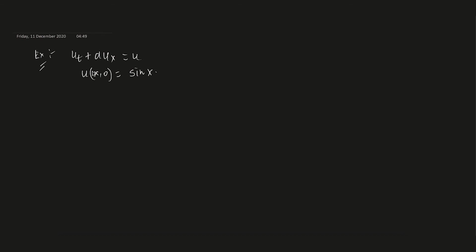If you want to write the characteristic equations, once you need to solve this equation, you have to write that C of R, s is a characteristic equation where it is parameterized by R in the data curve. So what is the data curve here? The data curve is given by R, 0, sine of R. That's the data curve, and C of R, s is the characteristic curve.